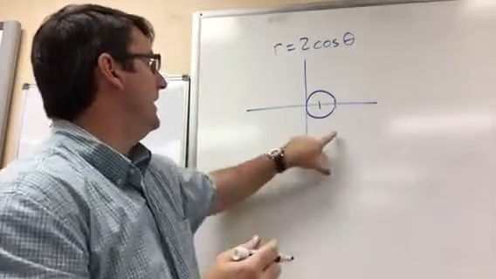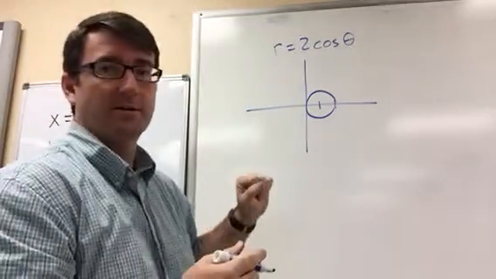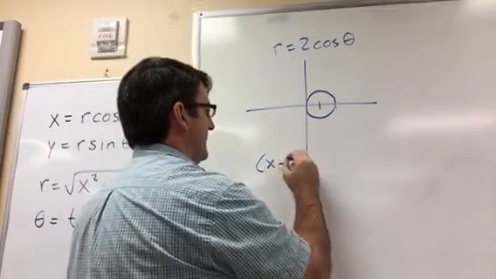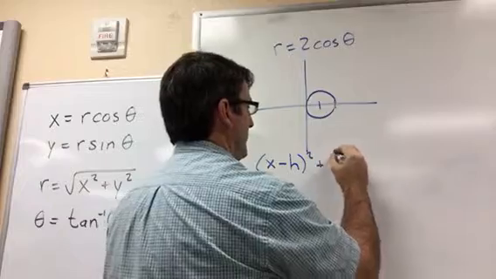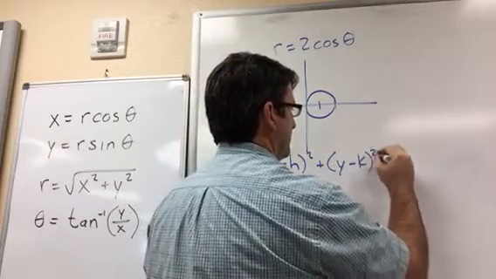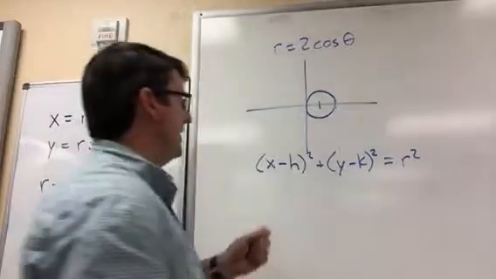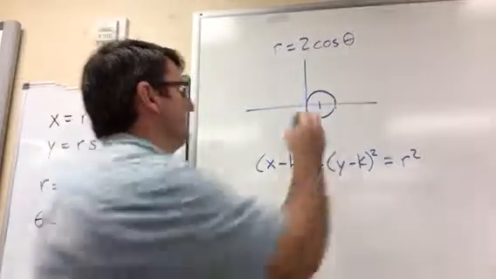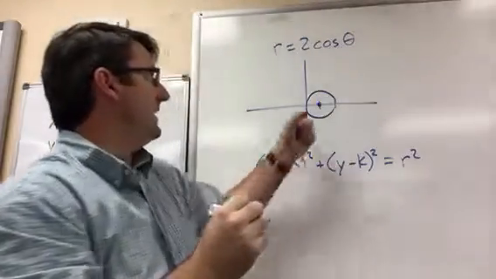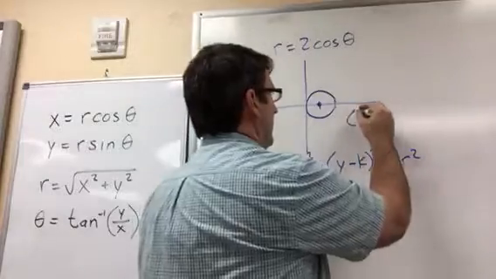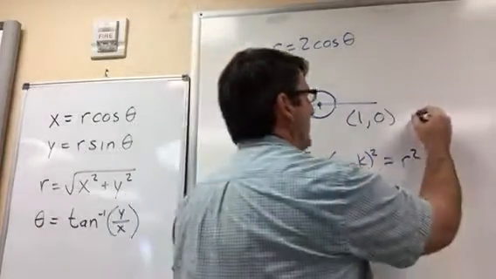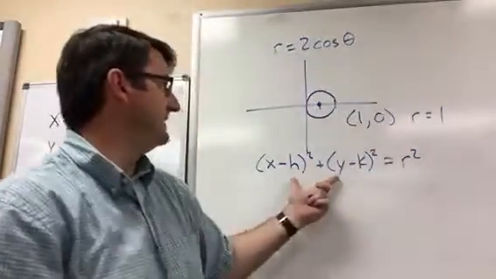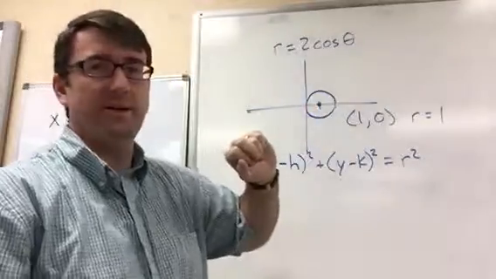And now let's put this into rectangular coordinates, or rectangular form. Remember, the rectangular form for a circle is x minus h squared plus y minus k squared equals r squared, where h, k is the center and r is the radius. So here we have a circle that has a center at the point 1, 0, and it has a radius of 1.